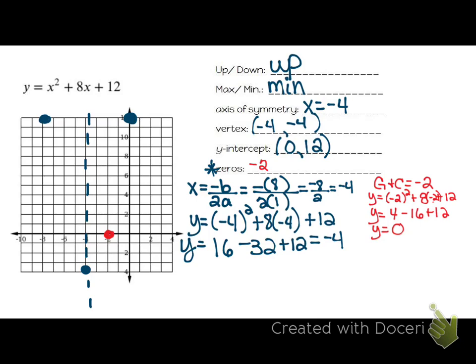I always get the negative. I disagree. It is going to be negative 6 because if I count over 1, 2, I'm going to have to count over 1, 2. So it's going to be negative 6.